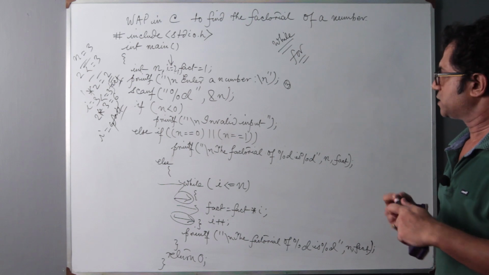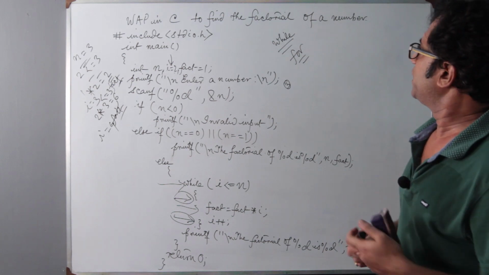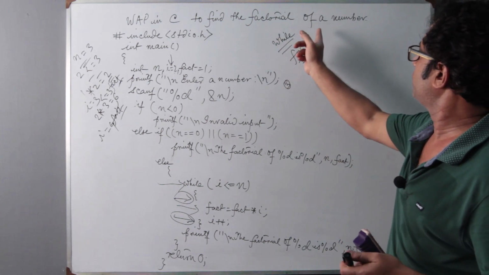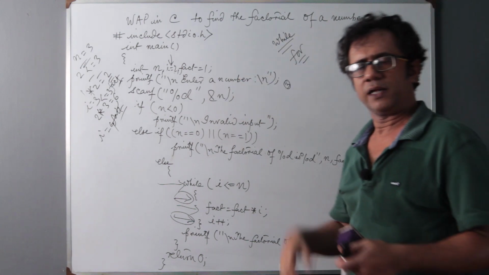So this is the implementation of finding the factorial of a number by while instead of for.